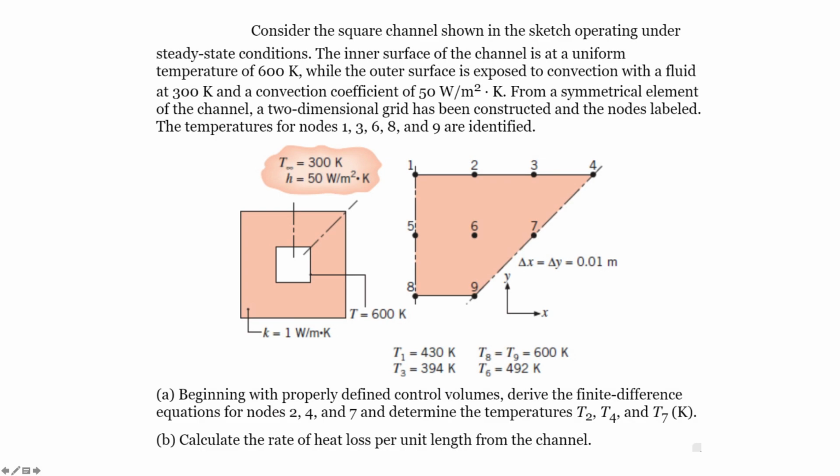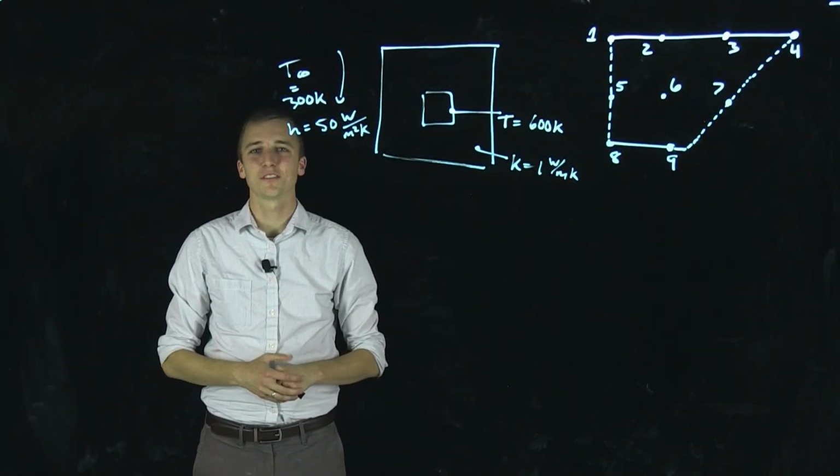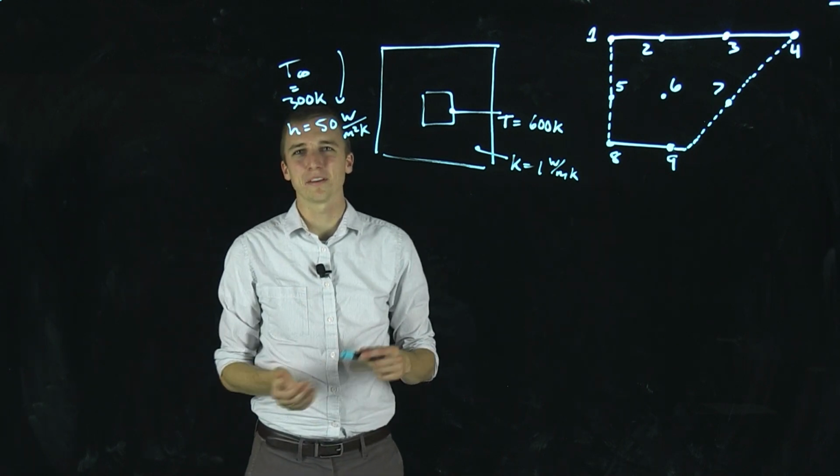All right, today we're doing the second practice problem for homework number 4. This one is involving numerical heat transfer for 2D heat conduction. This one will be a bit long, so stick with me.